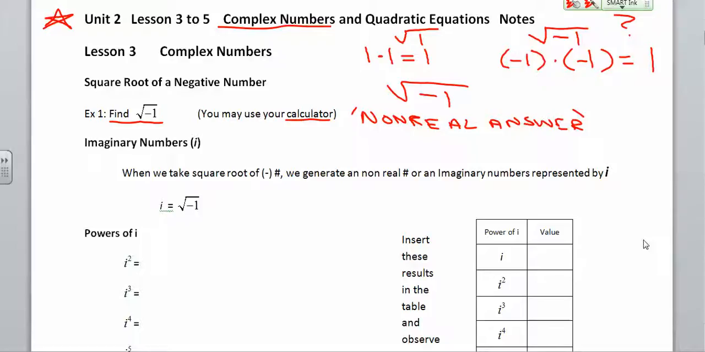Okay? So what we say is, since we cannot get a real answer for the square root of negative 1, we are going to call that an imaginary number that we represent by the letter i. So i is equal to the square root of negative 1. Okay? So if we start off with i being the square root of negative 1, then I can do a bunch of calculations. Actually, I'm going to hold off for part 2 on this one.